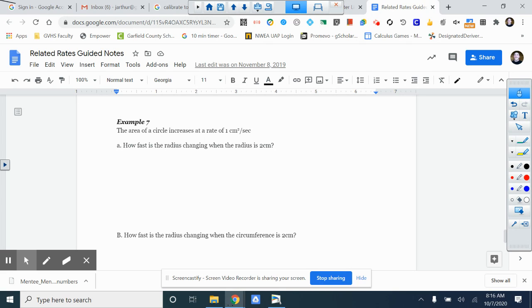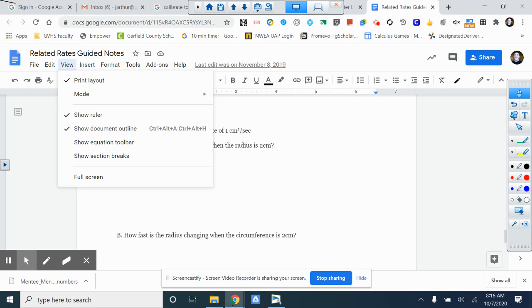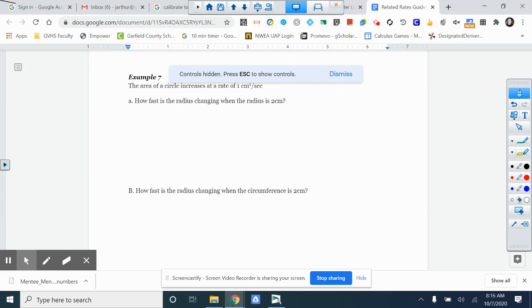So we have the area of a circle increases at a rate of 1 centimeter squared per second. How fast is the radius changing when the radius is 20? Oh, let's try it. Fantastic.